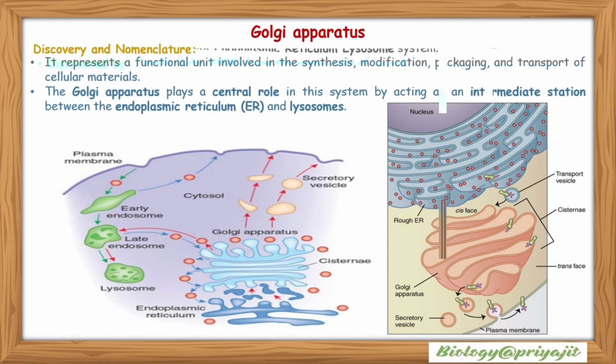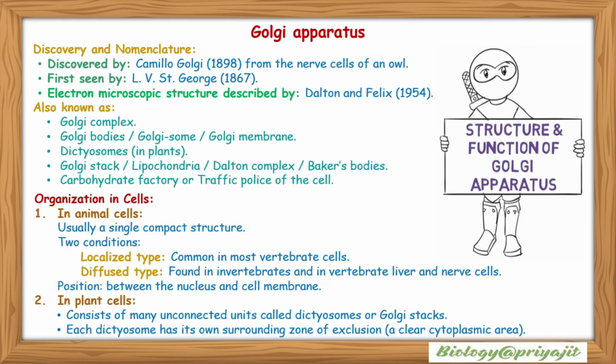As a component of the GERL system, the Golgi apparatus was discovered by Camillo Golgi in 1898 from the nerve cells of an owl. It was first seen by L. V. St. George in 1867, and first observed under the electron microscope by Dalton and Felix in 1954. The Golgi apparatus is also known as Golgi complex, Golgi bodies, Golgisome or Golgi membrane. In plants they are known as dictyosomes. It is also called Golgi stack, lipochondria, Dalton complex, Becker's bodies, etc., and can be treated as the carbohydrate factory or traffic police of the cell.